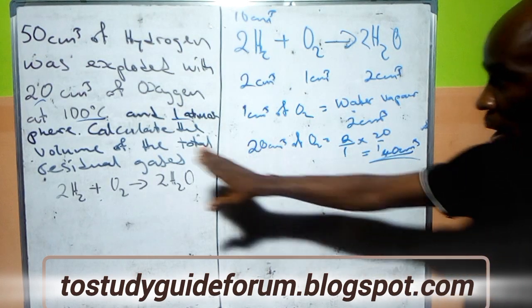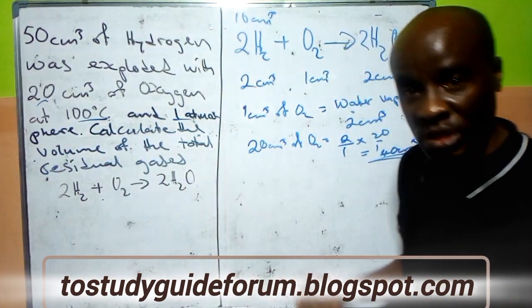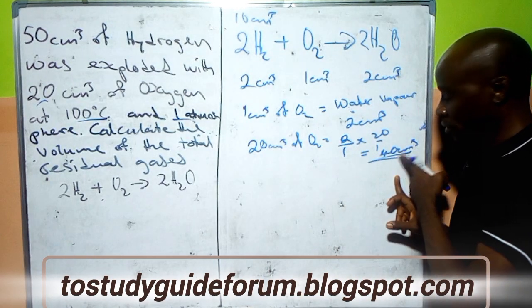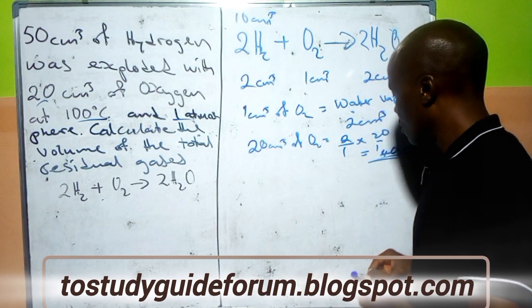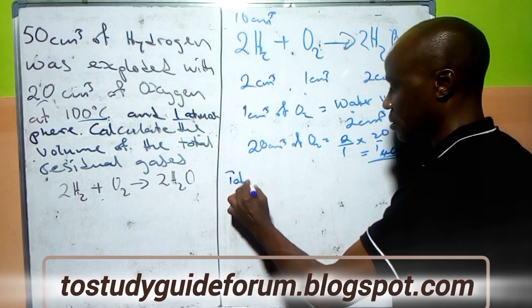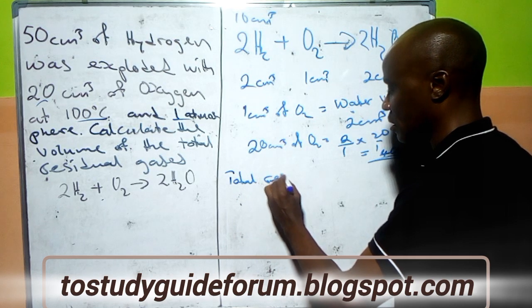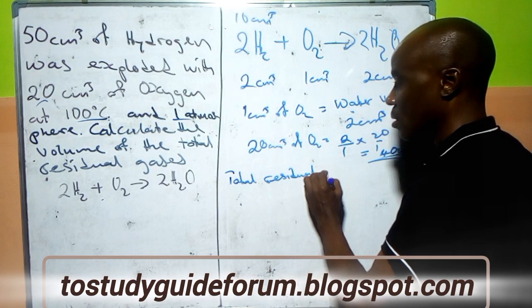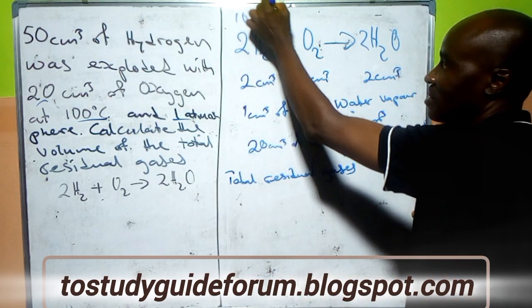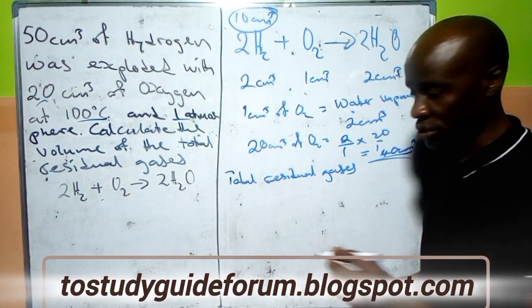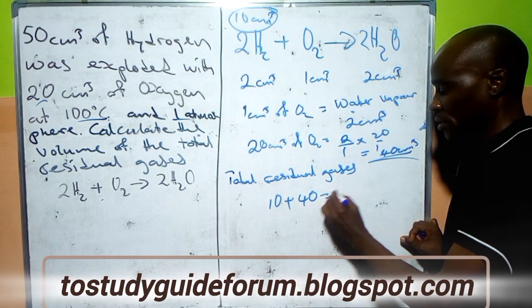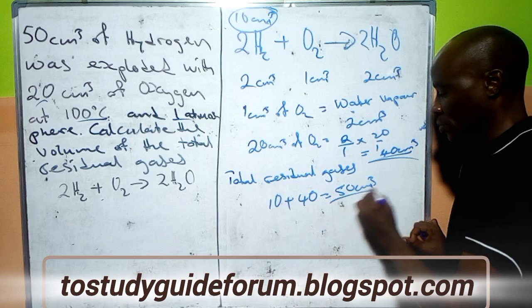Now you see at this temperature, since it's still steam, then 40 cm cube is part of the residual gas. So now, to get the residual gas, the total residual gases will be this remaining hydrogen, which is 10, plus the steam, which is 40. That will give us 50 cm cube.